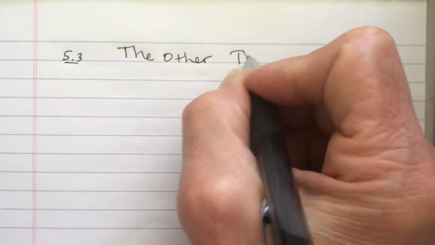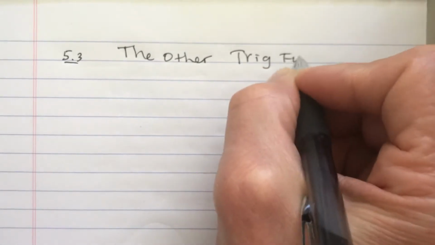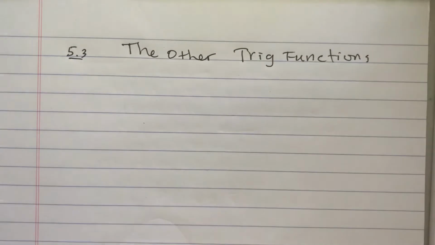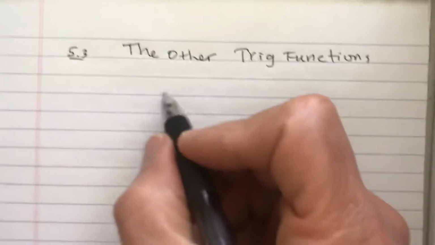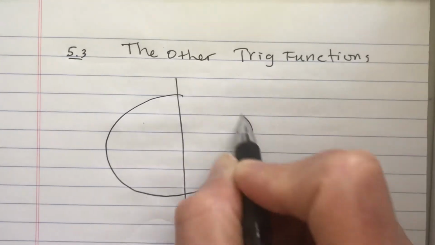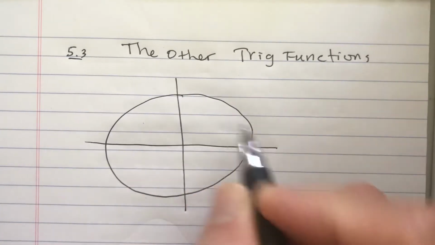Hey, we're looking at section 5.3, and we're going to look at other trig functions. We're going to define the other trig functions in relation to the unit circle. There are other ways to define these, but we're taking a unit circle approach.